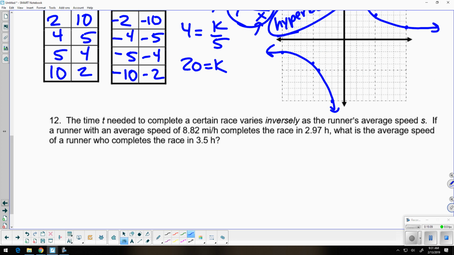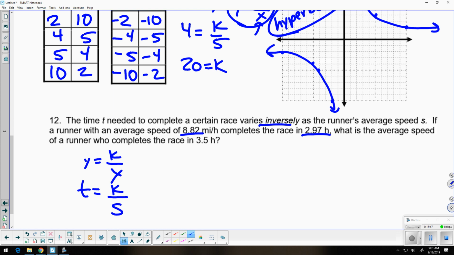So it says the time t needed to complete a certain race varies inversely as the runner's average speed s. So inverse again is just y equals k over x, but using their variables, t equals big K over s. Okay, so if a runner with an average speed of 8.82 miles an hour completes the race in 2.97 hours, we want to know what's the average speed of a runner who completes the race in 3.5 hours. So it's taking them more time, right? Taking this person more time than this person. This person finished the race in 2.97 hours. Here's their speed. Okay, that's pretty darn good speed, I must say.